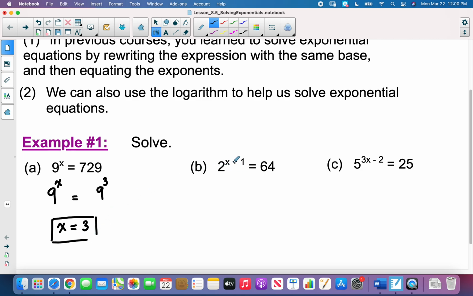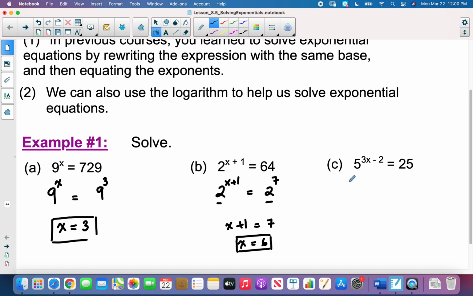Now here, 2 to the power of x plus 1 is 64. We will rewrite 64 as 2 to the power of 7. Now that the bases are the same, we can equate the exponents and say x plus 1 equals 7. So x equals 7 minus 1, which is 6.